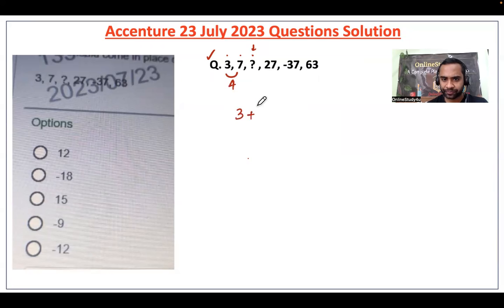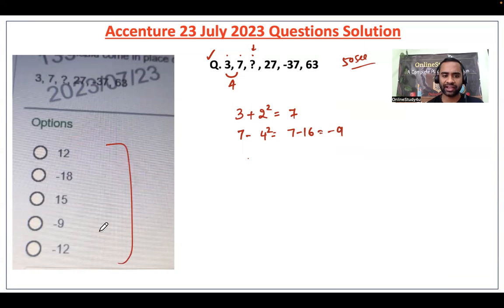So 3 plus 2 square, 4 is nothing but 2 square. So 3 plus 4 is 7. The next is 7 minus 4 square. I have already solved this question, and now I am going to tell you. I took almost 50 seconds to solve this question, and definitely in the exam you'll get 1 minute. For this kind of questions, the logic is very important and practice is very much required. So 7 minus 16 is minus 9. See, what I did is I put the values here and then tried to understand the pattern. Similarly, you also have to do the same.